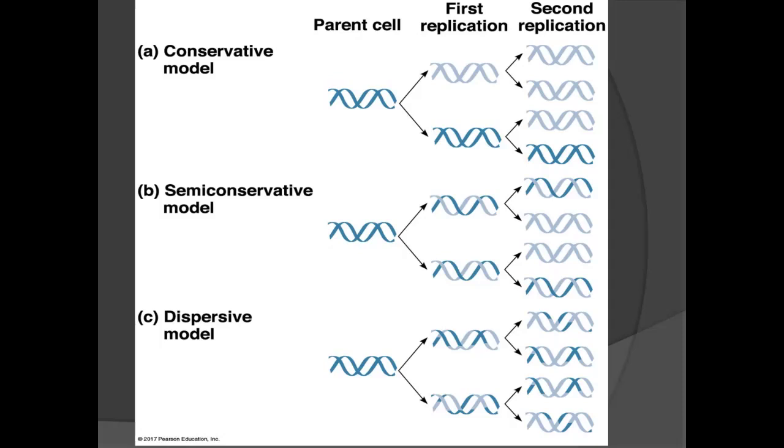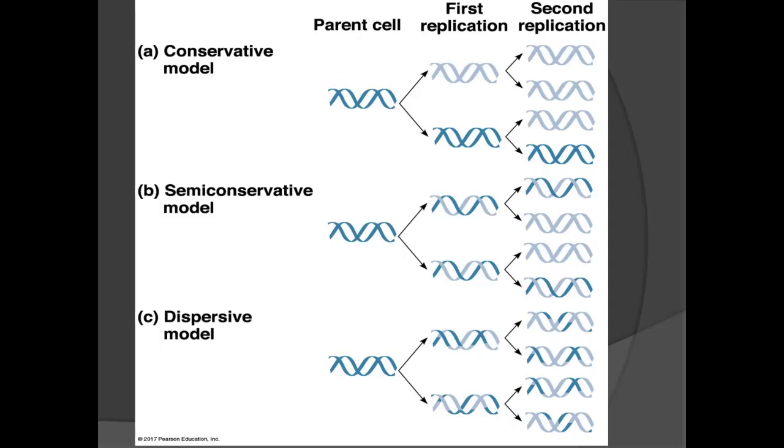These are their hypotheses based on the 3 different models of DNA replication. They took a parent cell, labeled the DNA in that parent cell, and then traced where these radioactively labeled strands were present after 2 successive rounds of division. During the first replication, we can see the difference between the 3 models.